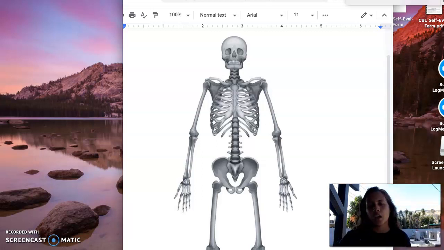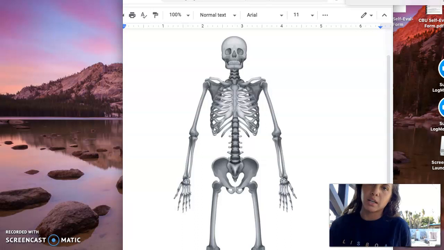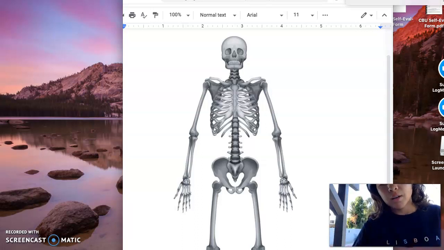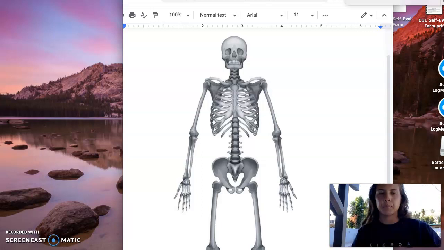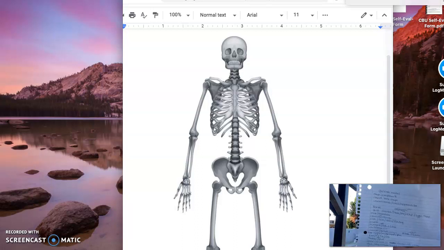I'm going to be doing my recording with a share screen because I couldn't print it out for some reason, but I have everything up here, and I'll be pointing to it as well as to my own body. Also, here is the paper with the bones that I have written out.